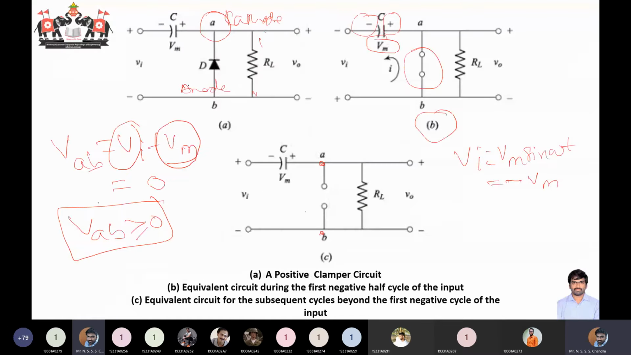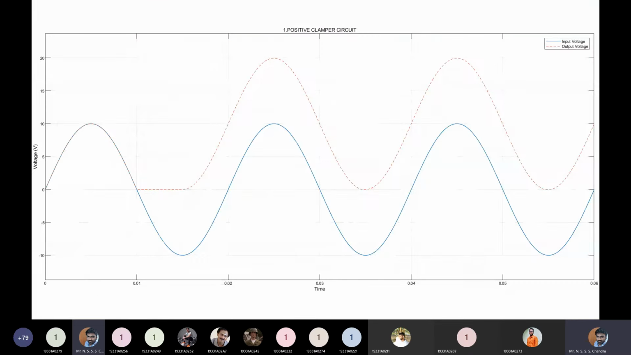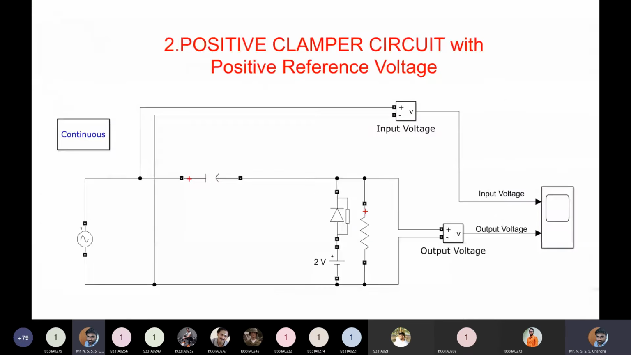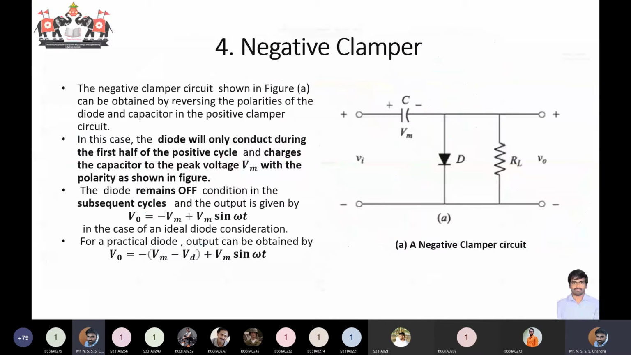I'll go back to the circuit. So here, because of the current direction, your capacitor is charged with the polarity where the plus terminal is towards the output and minus is towards the input. Whereas in the negative clamper circuit, because your diode is reversed, the charging current direction is also reversed. It is not anti-clockwise now, it's in a clockwise manner.